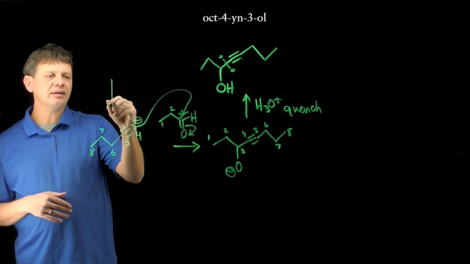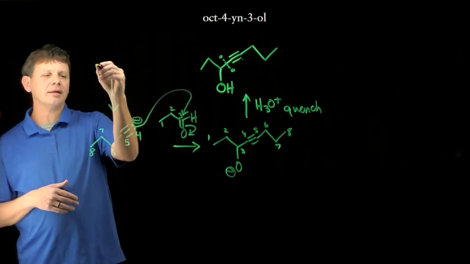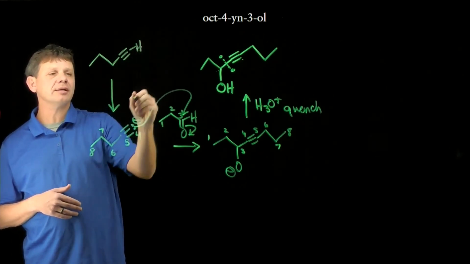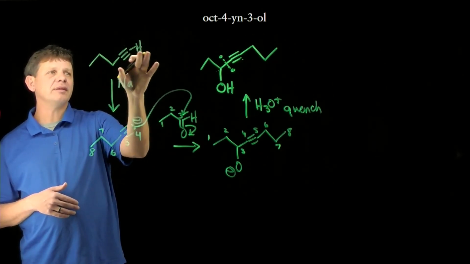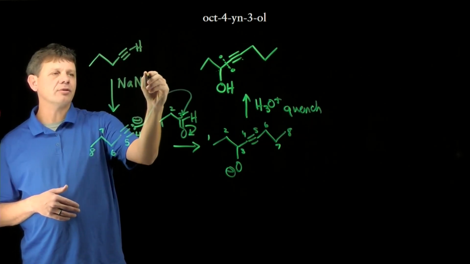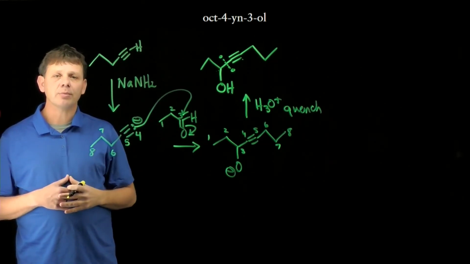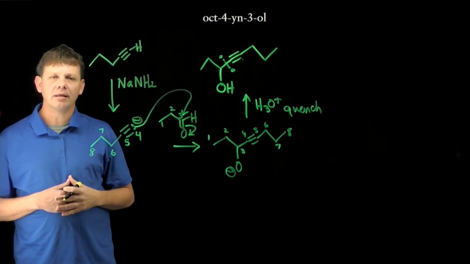All that remains is how we make the acetylide ion, and we're going to use old chemistry for that, chemistry previously studied: reaction of the terminal alkyne with the strong base sodium amide. This is how we would synthesize oct-4-yn-3-ol.